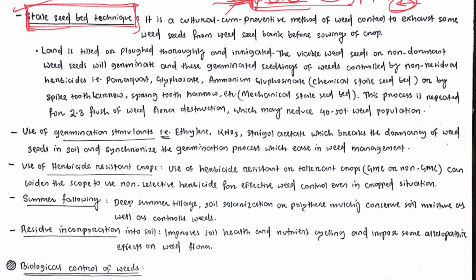In this stale seedbed technique, we have to do this practice again, 2 to 3 times. So what we are doing here is letting the weed seeds germinate from the weed seed bank and controlling them before sowing of the crop. So basically we are depleting the weed seeds from the weed seed bank. In this process, we can reduce the weed flora by up to 40 to 50% in our crop field.